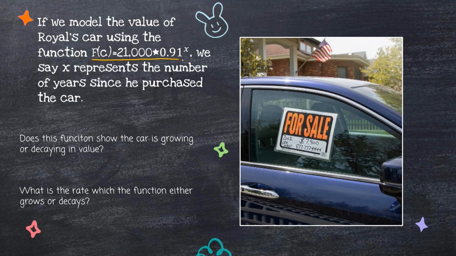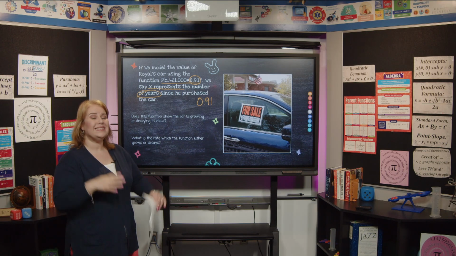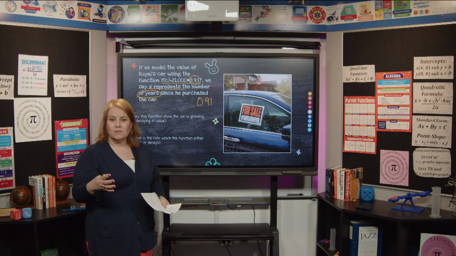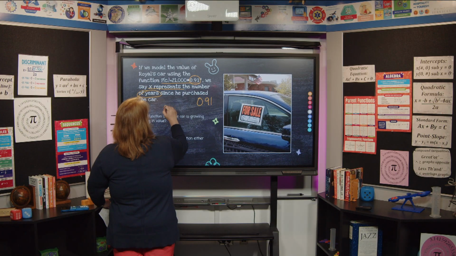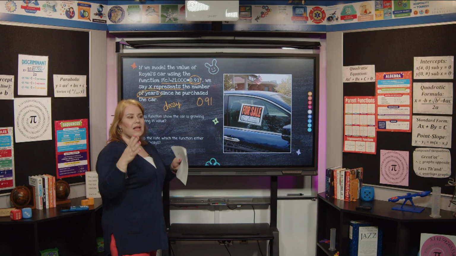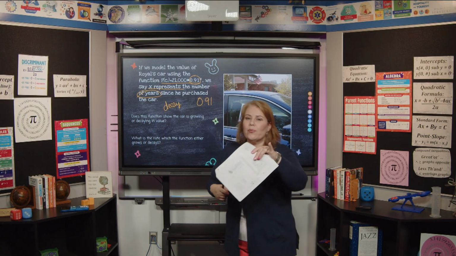So this function represents the value of the car. X represents the number of years since he purchased the car. So what I need to do is look at my common ratio. Now that common ratio is 0.91. Now what do I know about that common ratio for a decimal? If it's below 1, it means it's a what? It's a decay. So right there, I know that my value amount of the car is depreciating.